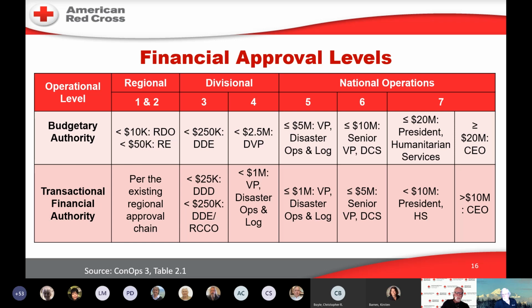So if you're level 1 or 2, your region approves it, your RDO or your regional executive. If you're a division level operation, so that's up to 2.5 million, it can be approved by the division vice president. And if it's other ones, they're going to be national operations and have their own budgets and approvals. You do notice that the approvals for the actual response involve the VP of Disaster Operations and Logistics, Brad Kaiserman at this point. We'll be working with you on those.